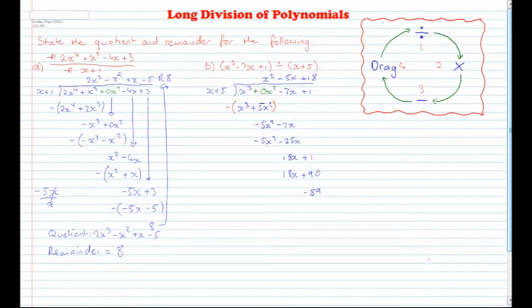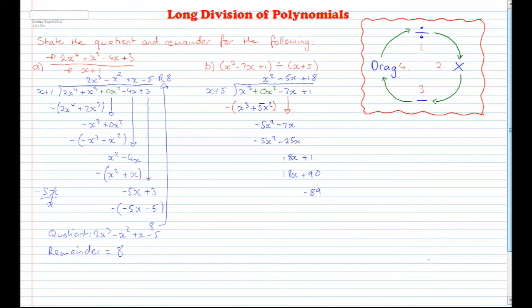What do I do for step 4? It's drag. So I go, take it down here, negative 7x comes down to here. Right, I've now done all of my 4 steps. I go through and I repeat. So to do that, I go negative 5x squared divided by x is equal to negative 5x. Negative 5x times x is equal to negative 5x squared, and negative 5x times 5 is equal to negative 25x.